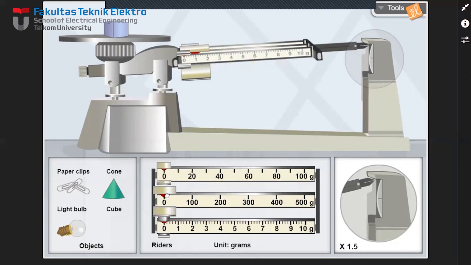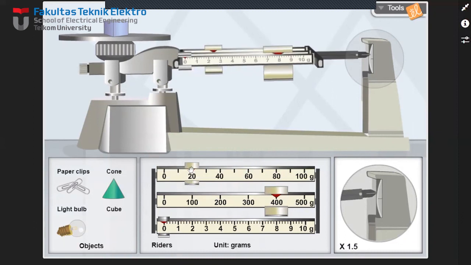Now let's try the 100 gram beam. Here we try on 100 first. Nothing happens. Let's try 200. And still nothing happens. Let's try 300. Still nothing happens. Let's try 400. There we can see there's a change in the weight.